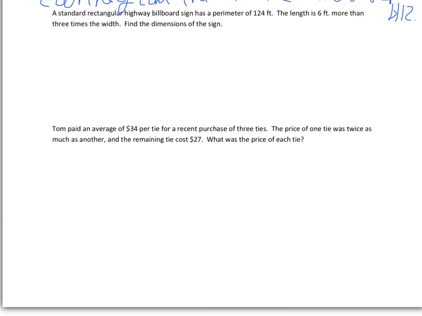And hopefully these will make sense. So this next one says the standard rectangular highway billboard sign has a perimeter of 124 feet. The length is 6 more than 3 times the width. Find the dimensions of the sign.